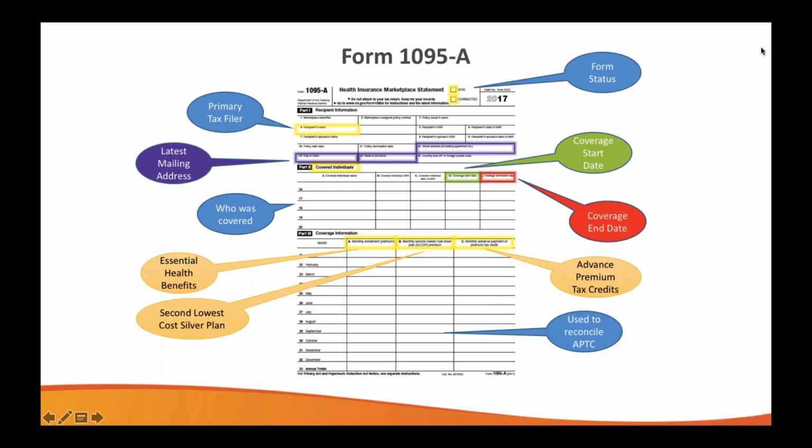Then we go to section 2, which is the covered individuals. Those are all the family members who would have been covered. It's kind of hard to see here, but in the second column over, after their name, would be their social. It's the last four, not the full social. Then it would just be the start and end date of when they were covered. You'll see in that column sometimes there are different effective dates because members either came on or were taken off.